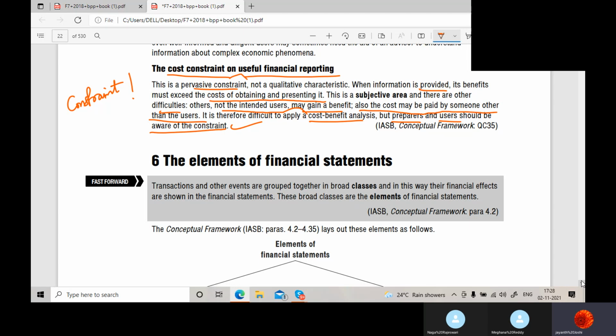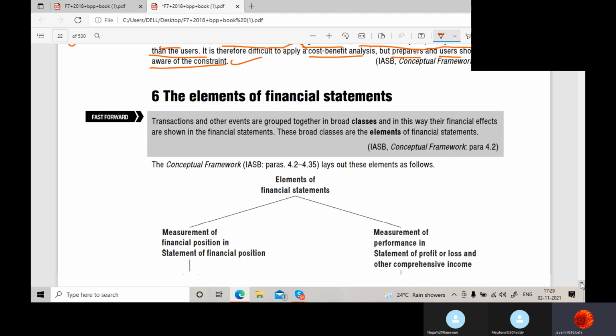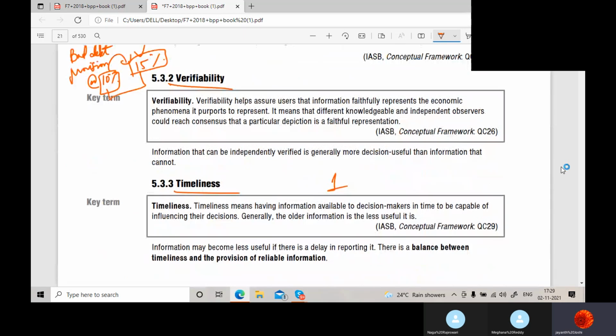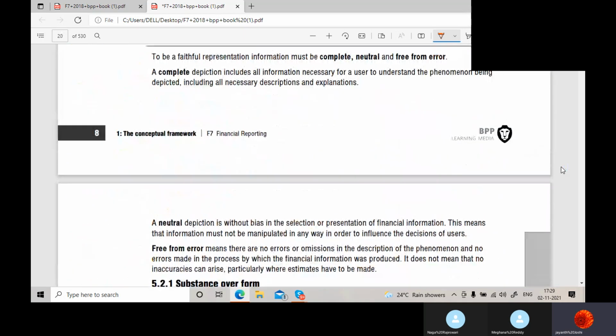So definitely the benefit of preparing and publishing a financial statement should always be more than the cost. Okay, that means it should be more beneficial than the cost the company is putting in to prepare them. We have already discussed the elements of financial statements. We have already discussed the stakeholders even in the previous class.